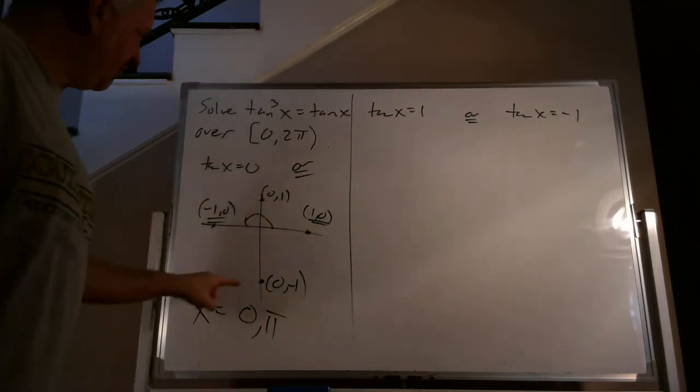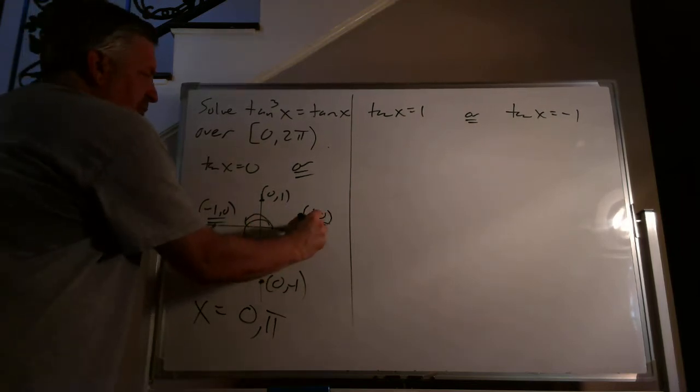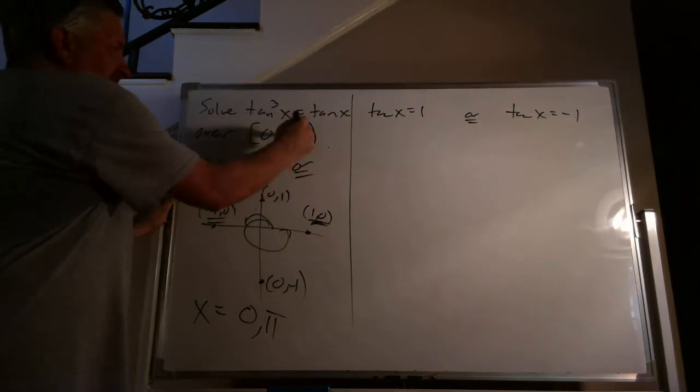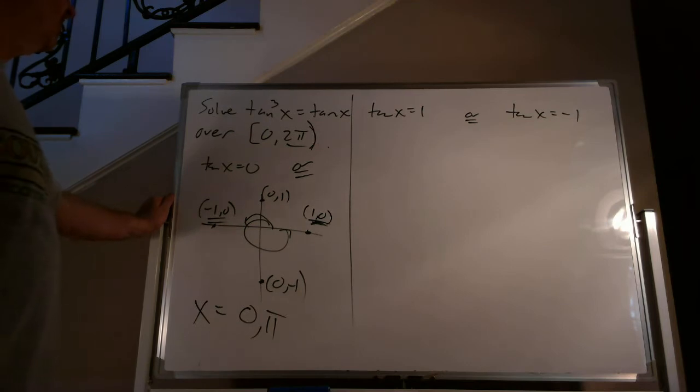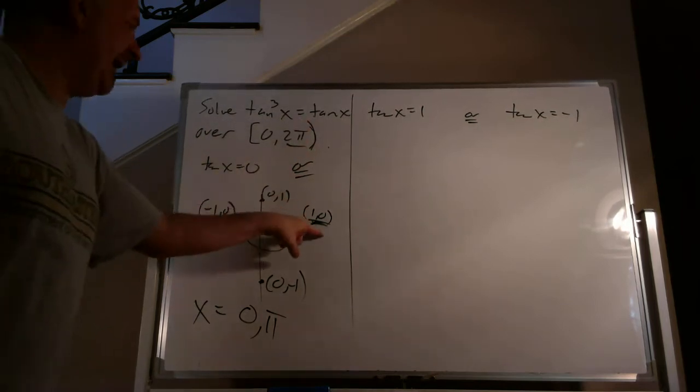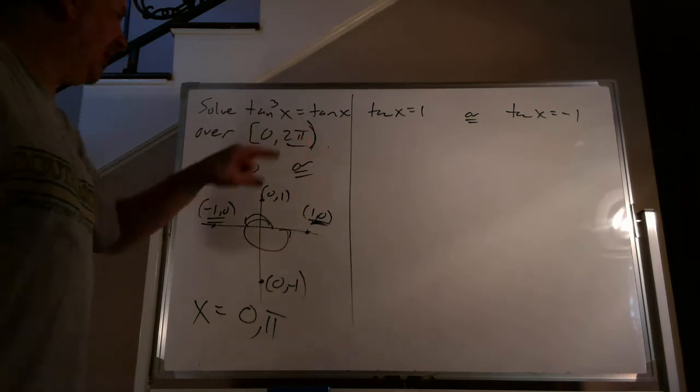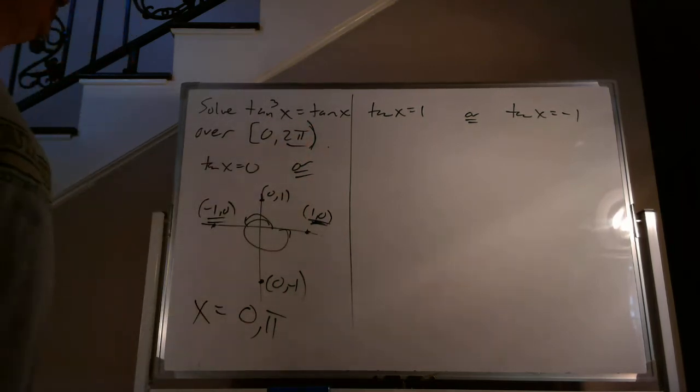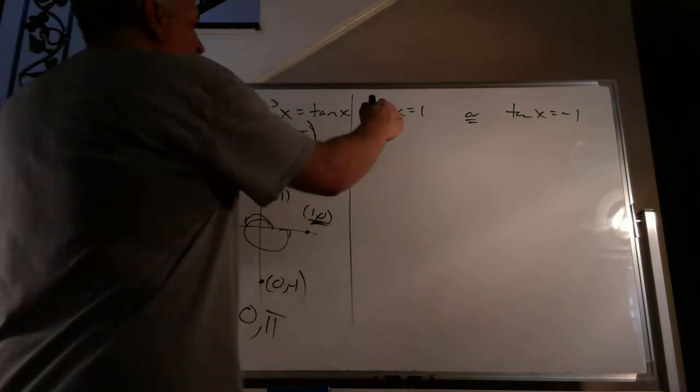Now, if you go all the way around, you get another answer at 2 pi, but remember, parentheses means don't include. So if that had been a bracket, we would have had 0, pi, and 2 pi. Okay, so we have two solutions right now. Okay, now what about tan x equals 1?